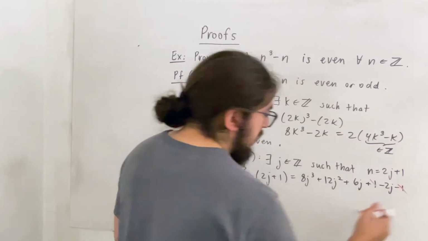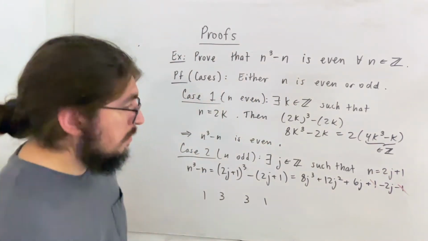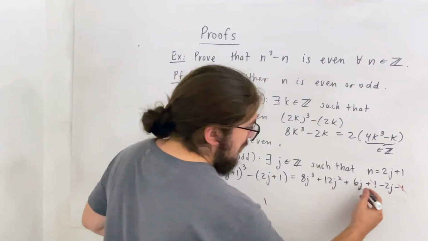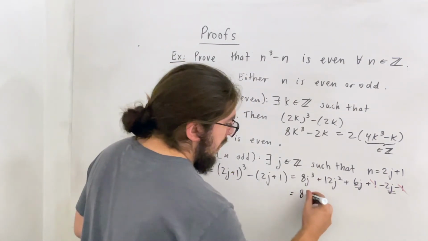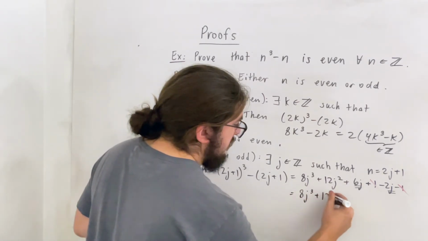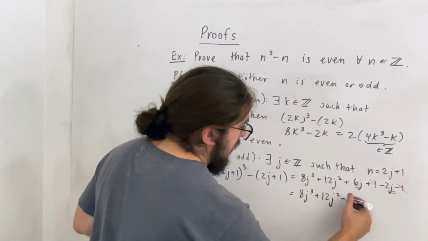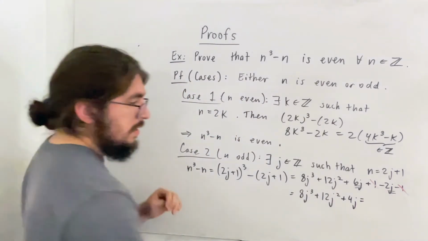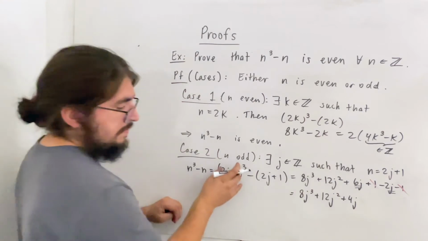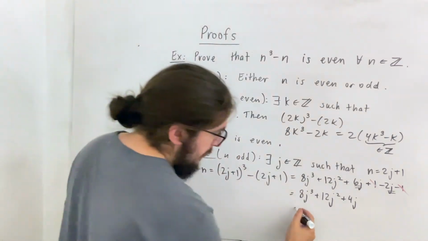Very good. So after seeing those 1s cancel, we notice that we can combine those to 4j, so that's fine. Let me do that here. So we have 8j cubed plus 12j squared plus 4j. It's all pretty easy to follow, I guess. It's just a little bit number crunchy in the expansion of this, but that's okay.